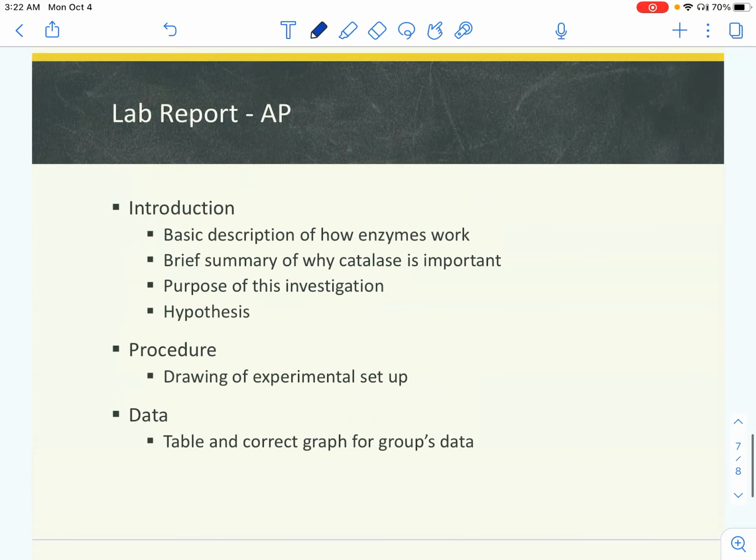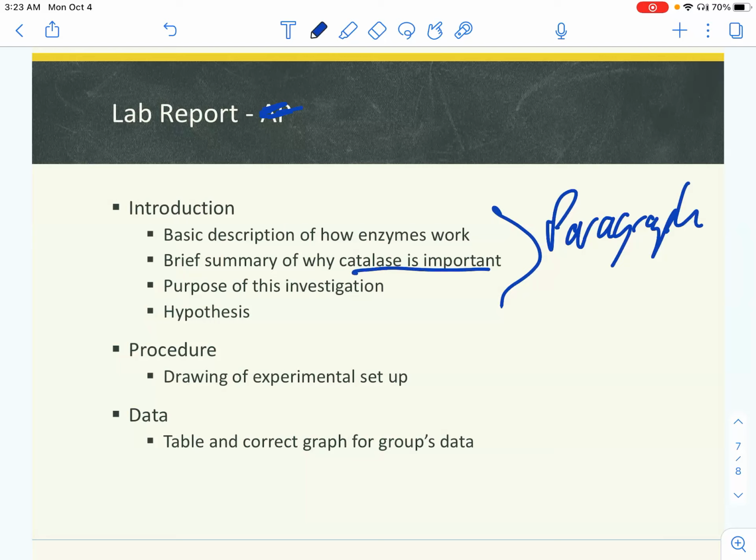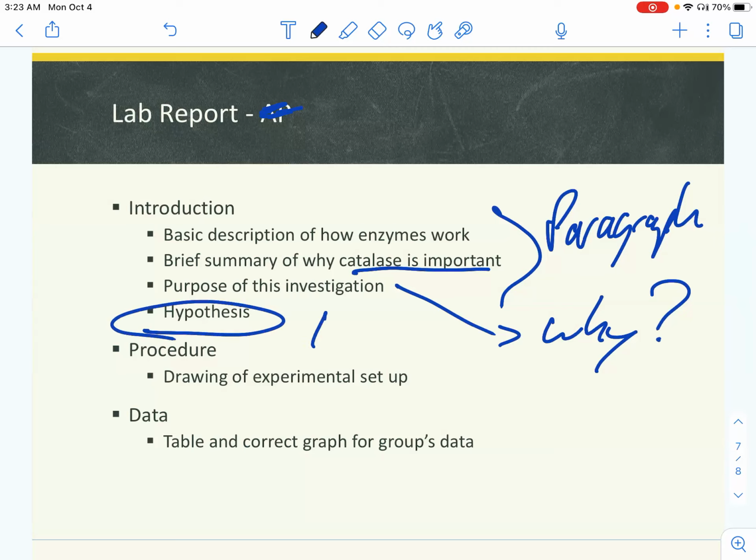The lab report itself, and this is not AP. So you have your introduction, your basic description of how enzymes work. So this is a paragraph. A basic description of how enzymes work, and a brief summary of why catalase is important. And then, of course, always want to understand the why, right? Why did we do this? What was the purpose of this investigation? And then, yes, definitely write your hypothesis, an if-then statement, okay?